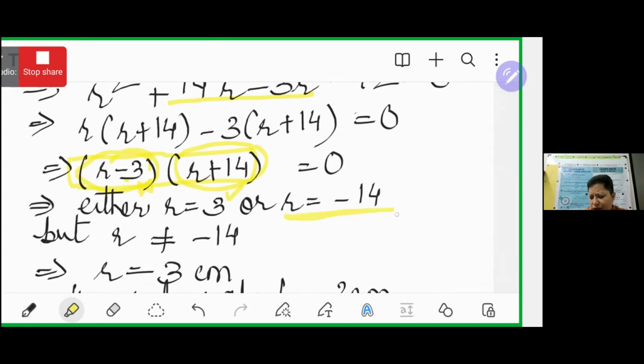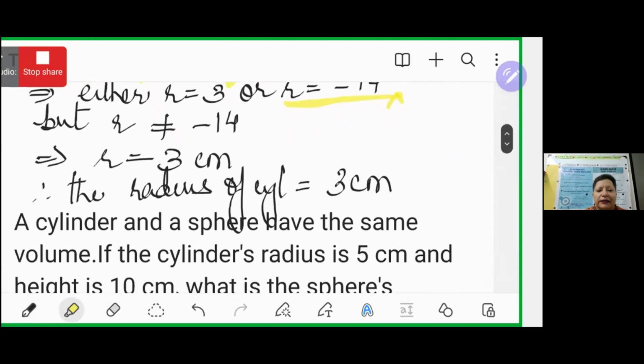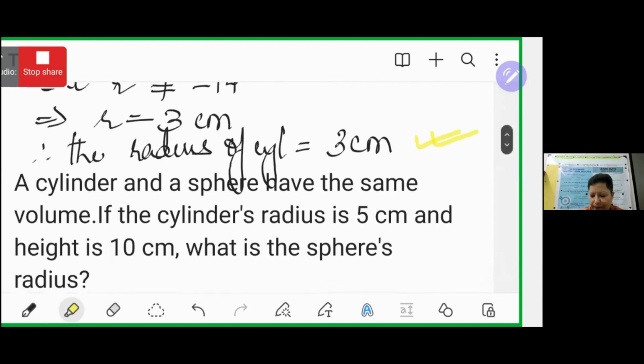Now, this is very, very strange. Can you have a radius as a negative number? Not possible. So, definitely then r is only going to be 3 centimeters. So, the radius of the cylinder comes out to be 3 centimeters. That was your second question, right? Now, coming to the third one.